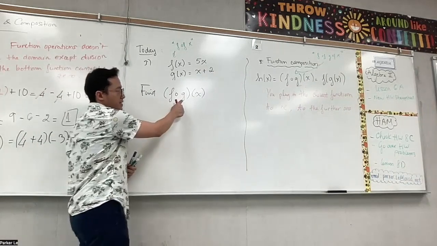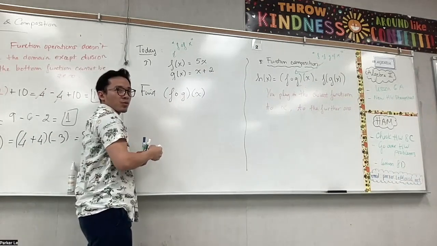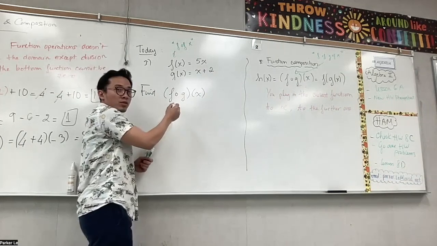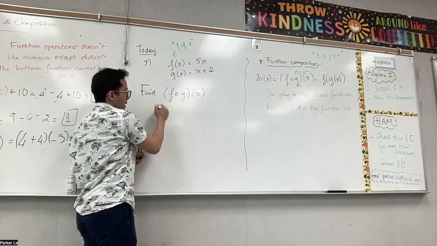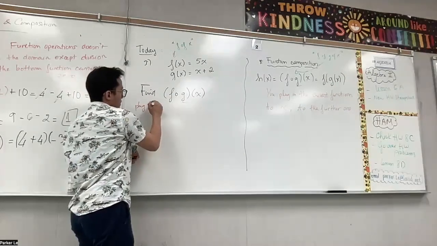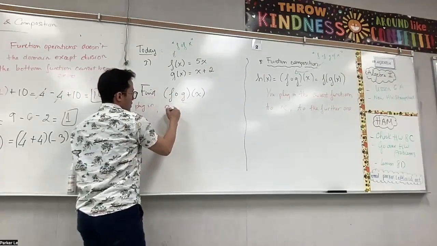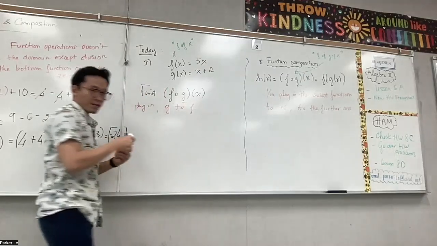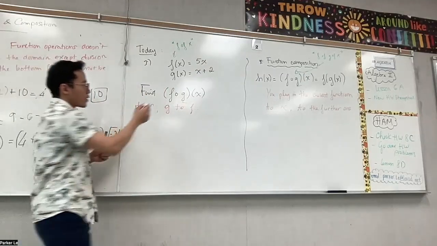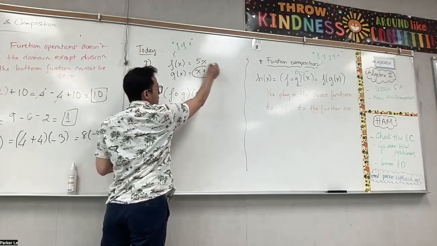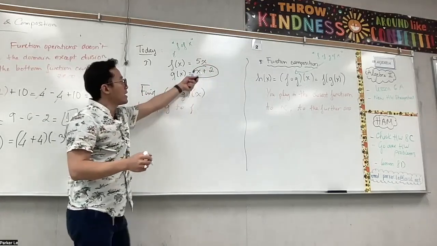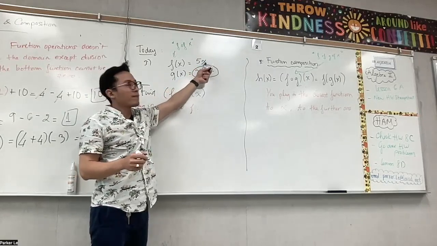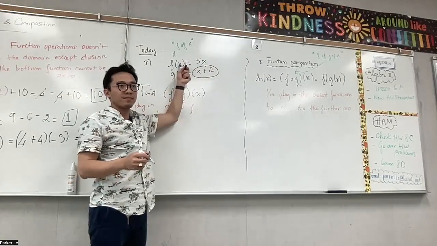You're gonna plug it in. What is the one closest to x? Which one is closer to x? G. You're gonna plug in g into f. So I'm gonna plug in g to x. Ready? This is going to be my input. This is g. I'm gonna plug in this g into whatever I see x on the f.